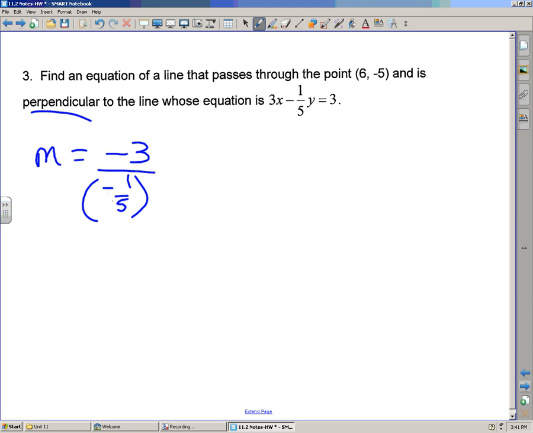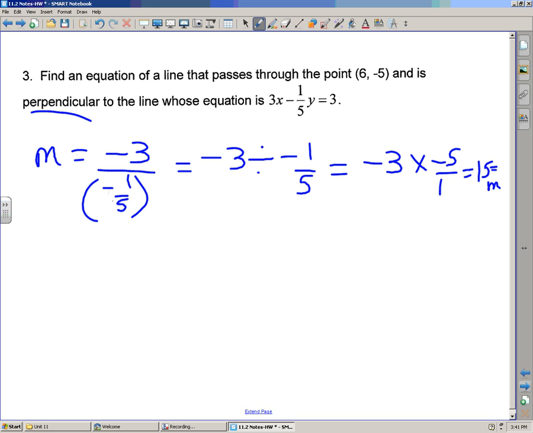Well, that looks a little bit funny, I get it, but you could actually also say that that would mean negative 3 is being divided by negative 1/5, which means that negative 3 to divide by a fraction is to multiply by the fraction's reciprocal. Therefore, 15 equals your slope. Kind of a crazy slope, but that's okay. Oopsie.